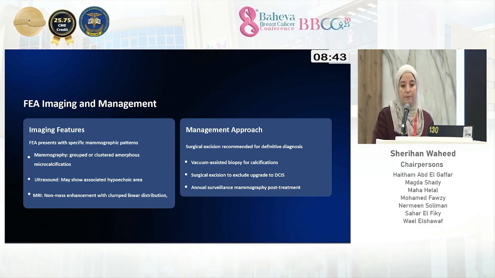The management of flat epithelial atypia is shifting. If the initial biopsy completely removes the calcifications, surveillance is a strong and increasingly accepted option. If there is a residual target, surgical excision is then recommended.